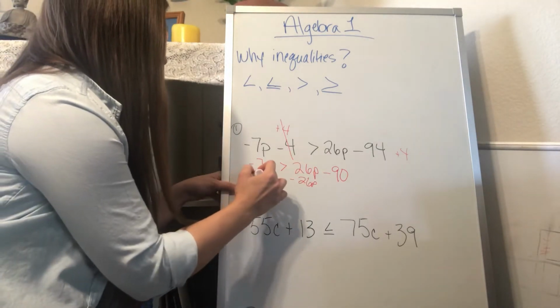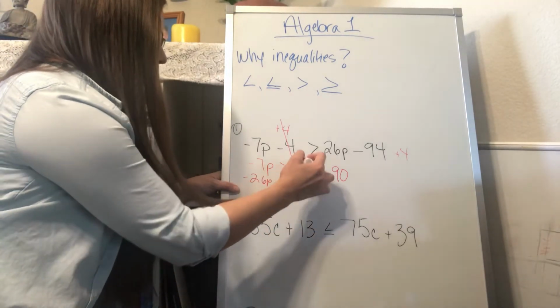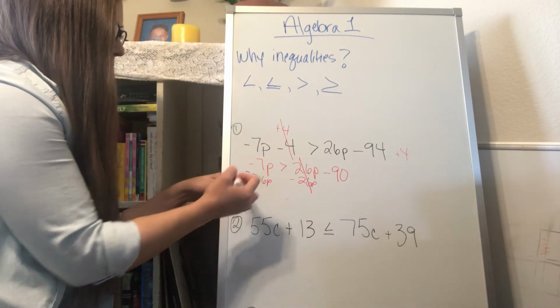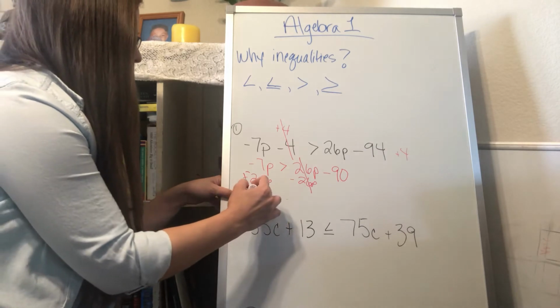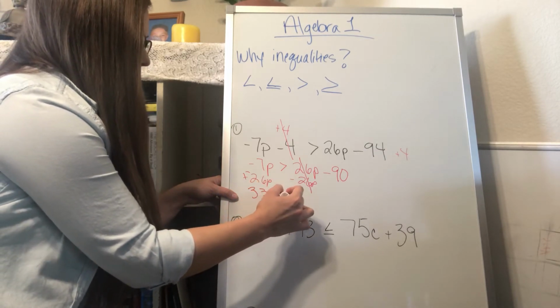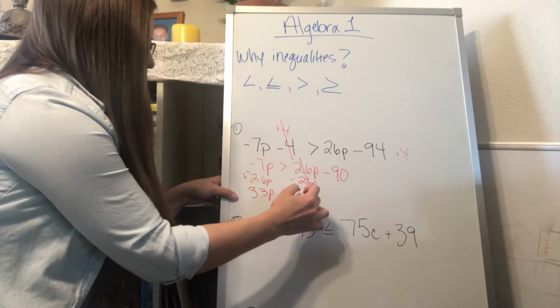So subtract 26p, cancels over here. Negative 7 minus 26p is really plus a negative, so that's going to give me negative 33p is greater than negative 90.